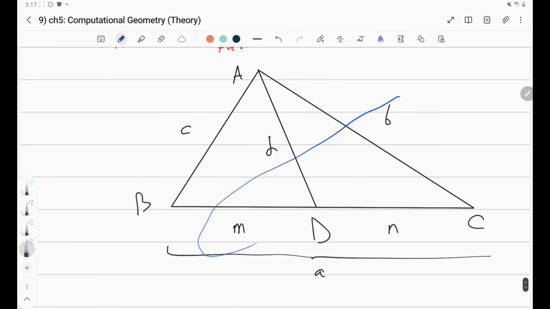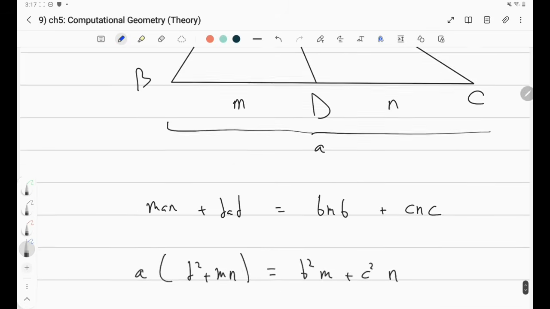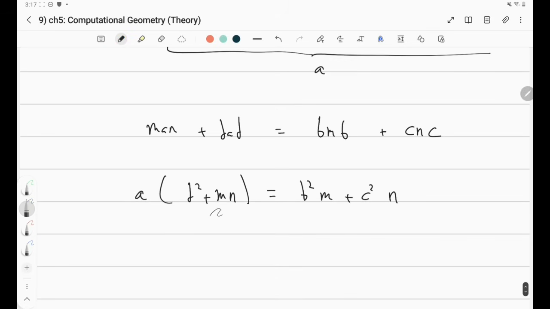Make sure that B and M are opposite to each other. Don't make it like this. No. Remember, these are always opposite to each other. Bomb, B squared M, sink, C squared N. Yeah, the rest should be easy.